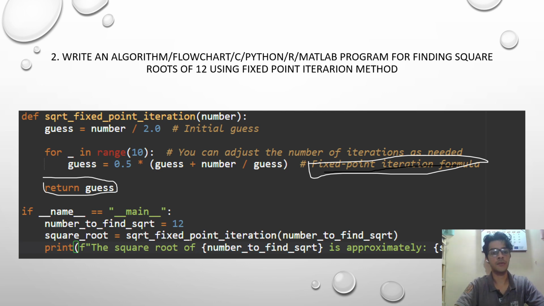Then, if __name__ equals main, number to find the square root: we need to find the square root of 12, so we take it as 12. Then square root equals sqrt fixed point iteration of the number. Then we print the square root of the number, which is approximately the result. So this is the whole program, and you can run it on different compilers or environments. This will give you the output, and this is an accurate program.